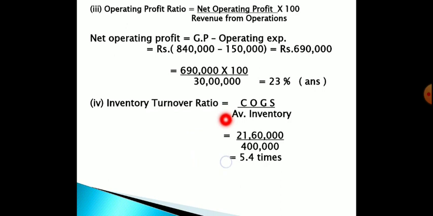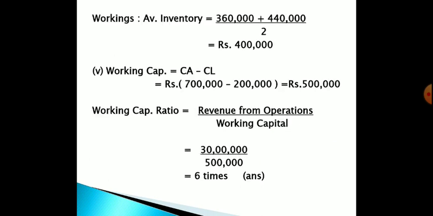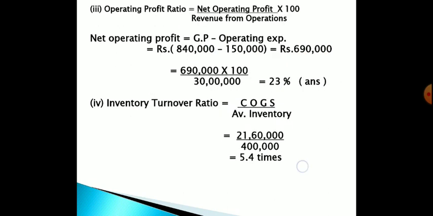The fourth part, that is inventory turnover ratio. The formula for inventory turnover ratio is equal to cost of goods sold or cost of revenue from operations divided by average inventory. And the average inventory is opening stock plus closing stock divided by 2. So here we have done the working, that is average inventory equals 3,60,000 plus 4,40,000 divided by 2, which is 4 lakh. And putting it in the formula, cost of goods sold is 21,60,000 divided by 4 lakh, equal to 5.4 times.